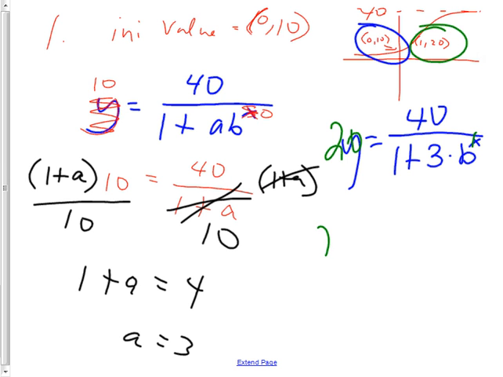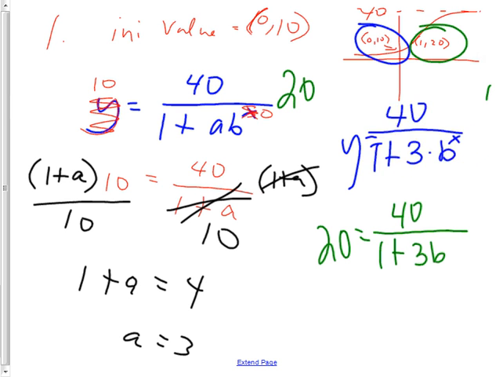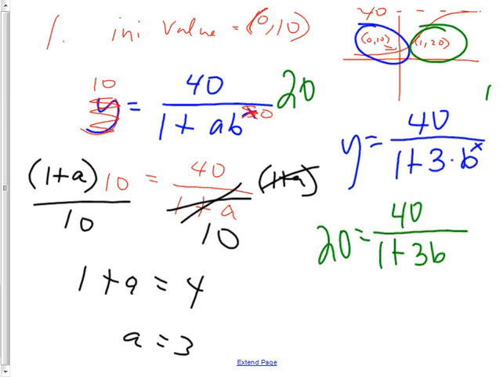So it's 20 equals 40 over 1 plus 3b to the 1, which is just b. Then you've got to clear the fraction. Multiply both sides by 1 plus 3b. Then you'll have to do some subtracting and dividing, and eventually you'll figure out what b is. And then you're done, because this equation was right, except I didn't know what b was. As soon as you know what b is and you put it in there, you're done. You figured out the answer.